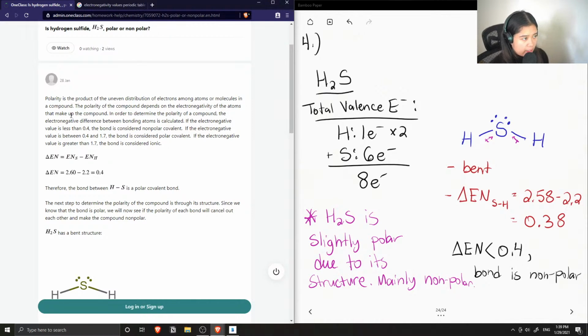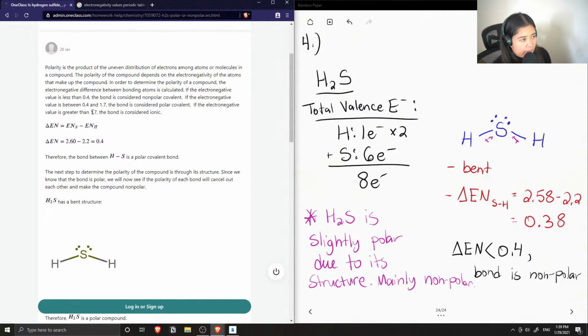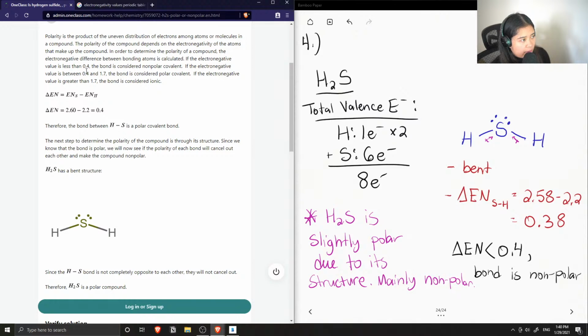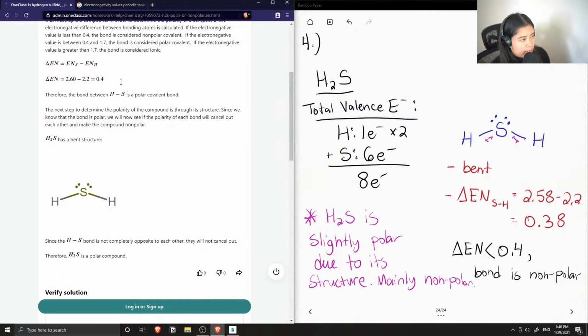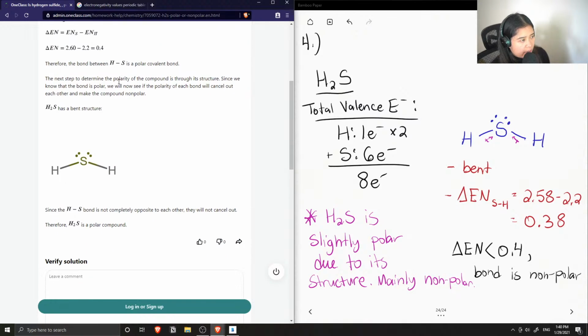Polarity is the product of the uneven distribution of electrons among atoms or molecules in a compound. The polarity of the compound depends on the electronegativity of the atoms that make up the compound. In order to determine the polarity of a compound, the electronegativity difference between bonding atoms is calculated. If the electronegativity value is less than 0.4, it's considered nonpolar, and if it's between 0.4 and 1.7, it's considered polar. If it's greater than 1.7, it's considered ionic.